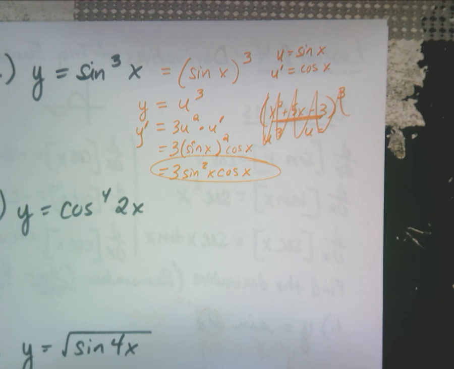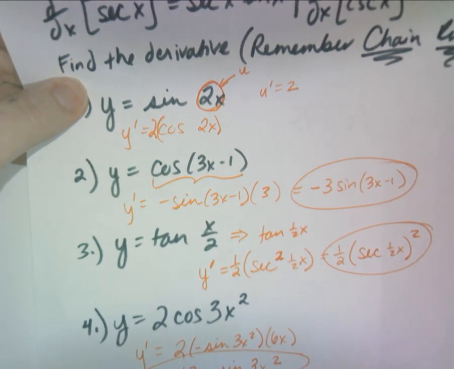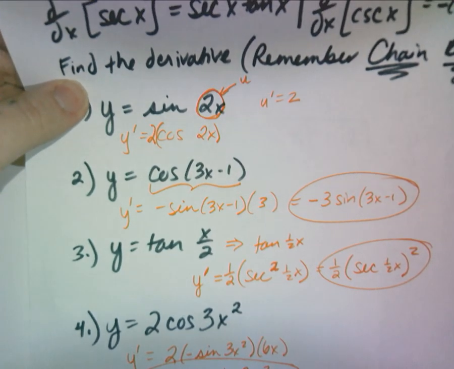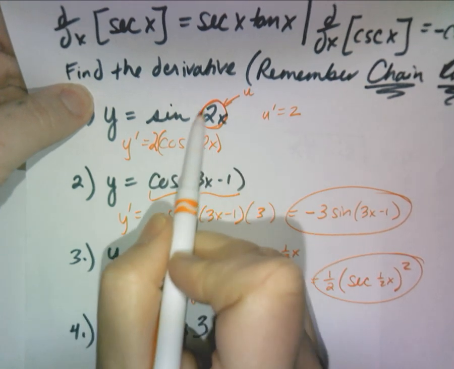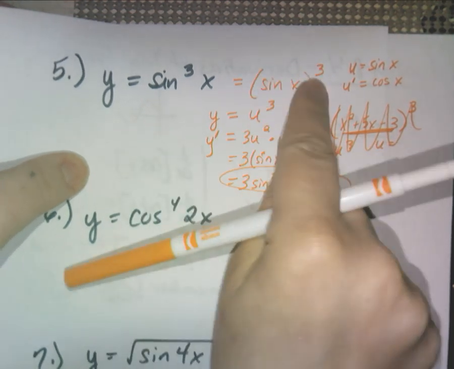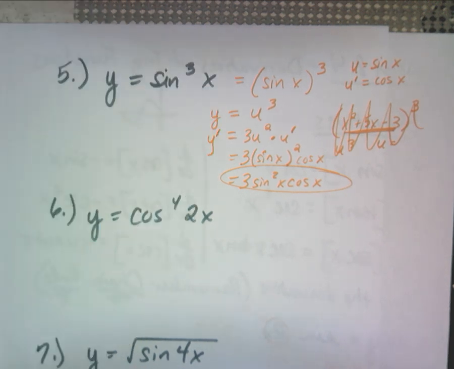How did you feel? Did you get lost? Everywhere. Why is this a u, but this one isn't? Why is it different? Because the whole thing is not going to a power. This is the only thing that's the u. Whereas here, if the whole thing is going to a power, then that is your u. Does that make sense? Either if something's going to a power, that's your u. If it's not going to a power, then the thing next to it is the u.